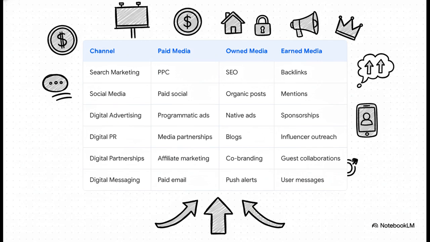Paid media is what you buy, an ad. Owned media is what you control, like your website or your social media profile. And then there's earned media. This is kind of the holy grail, right? It's that genuine buzz you get when people just start talking about you. A really smart strategy uses a blend of all 3.